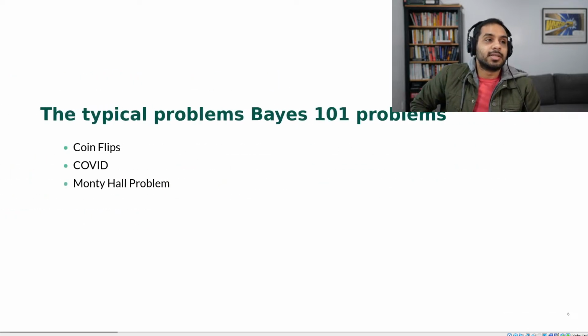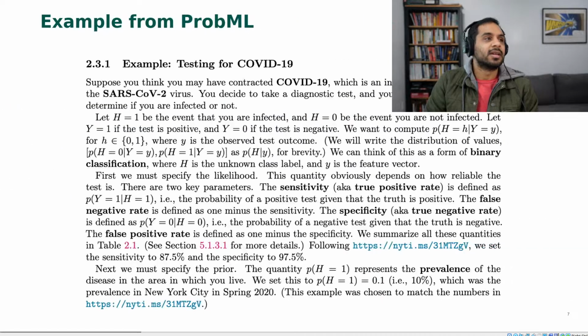So let's go through a typical Bayes 101 problem. And I pulled these straight out of Kevin Murphy's book. I don't know if he has coin flips, but he definitely has COVID and the Monty Hall problem. We're just going to cover the first 2. So the example is in section 2.3.1, and you can go through and read the example in the book directly. I've taken the example and I put my own numbers to it.